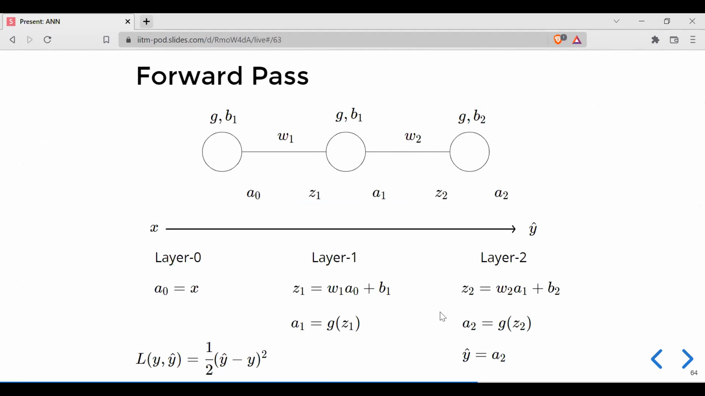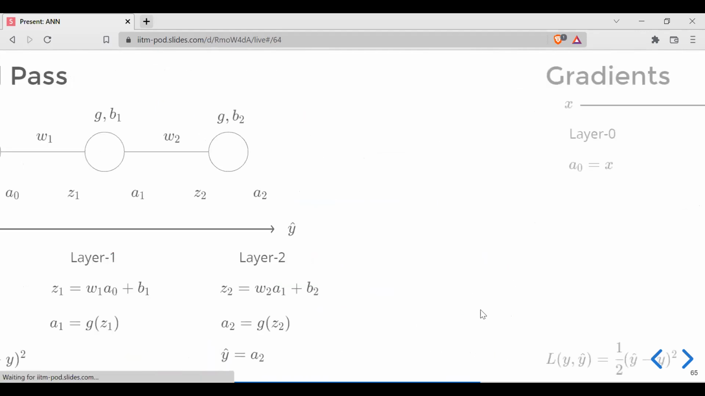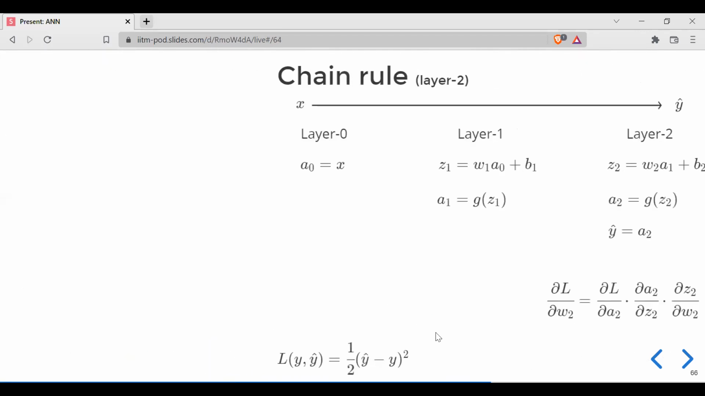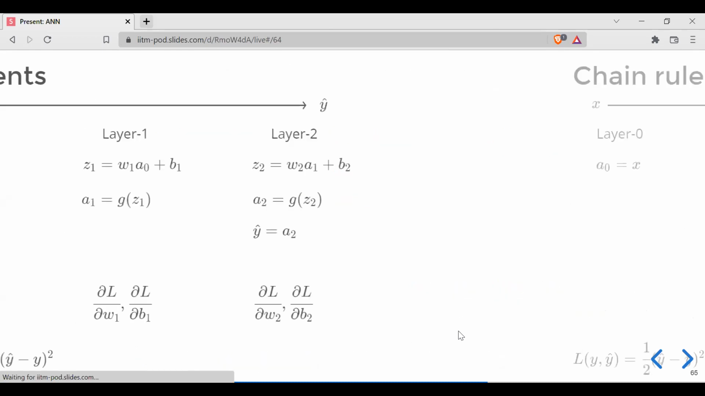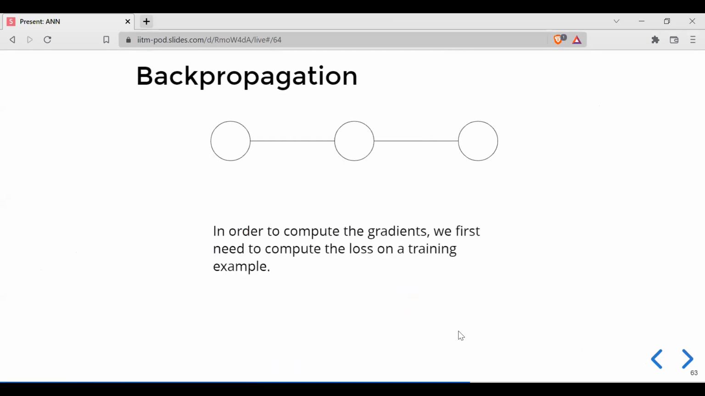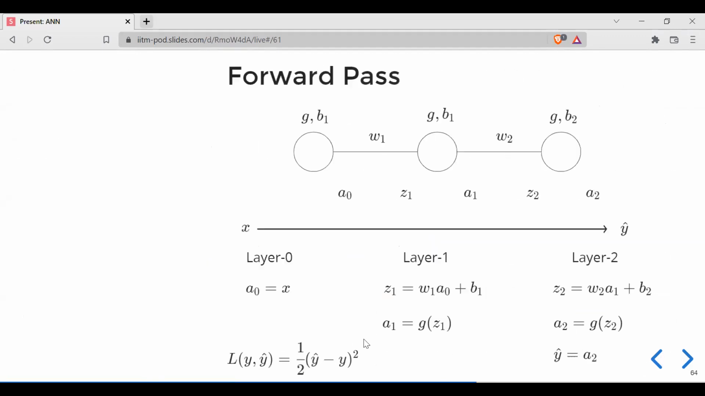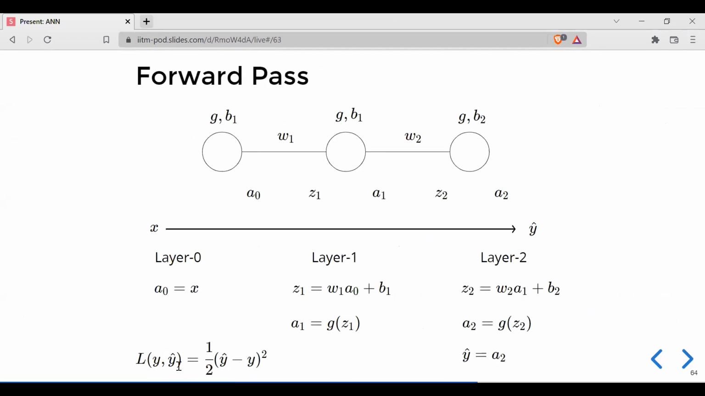So we will apply the chain rule to find the derivative of L with respect to W2. You can find del L by del A2, del A2 by del Z2, del Z2 by del W2. Remember here, we are finding the derivative of this with respect to W2.